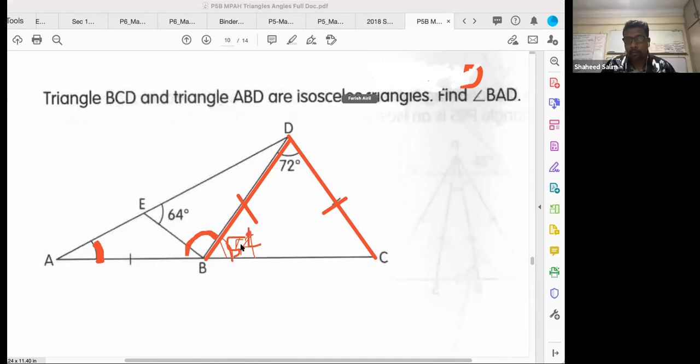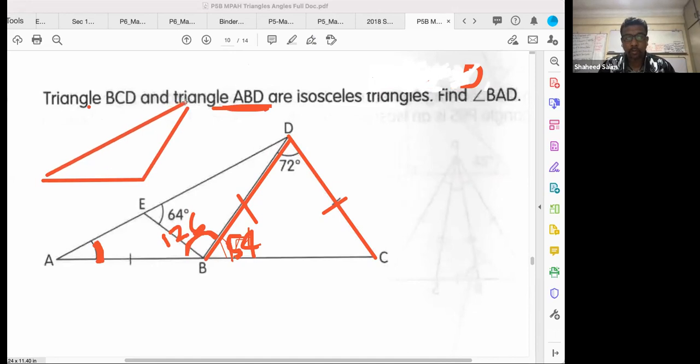180 minus 54. What do you get? 126. Now they tell you must read carefully. Triangle ABD is isosceles. Means this triangle, I'm going to draw this again so that you can see it clearly, okay? This triangle like that is isosceles, you know. So this and this are the same. This angle is 126. 180 minus 126, you get the answer, which is 54. Divide by 2. You will get this answer here. 54 divided by 2 is 27.